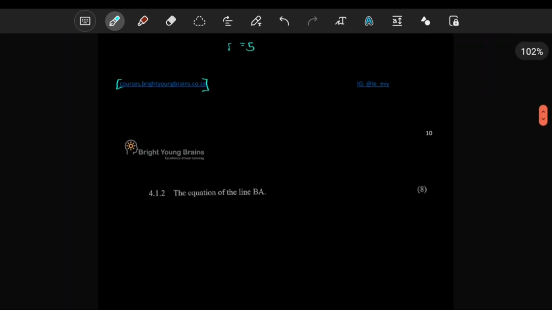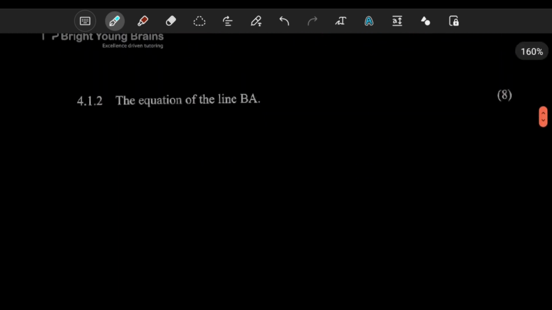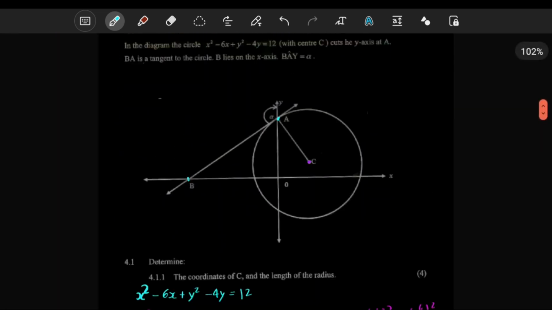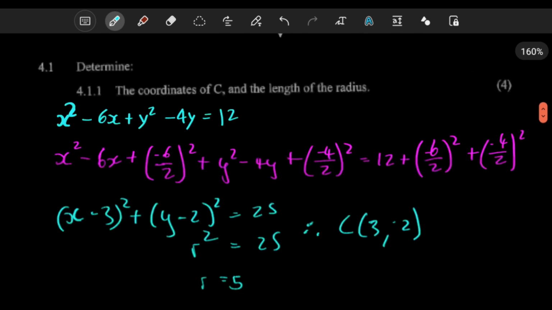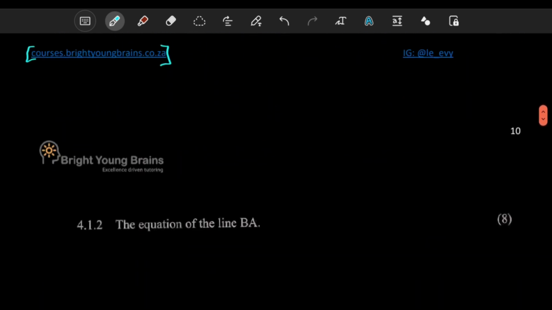Save yourself. 8-mark question. What? I haven't seen an 8-mark question in like forever. Wow, man. They want us to get the equation of what? Of BA. Yeah, these guys are crazy, eh?